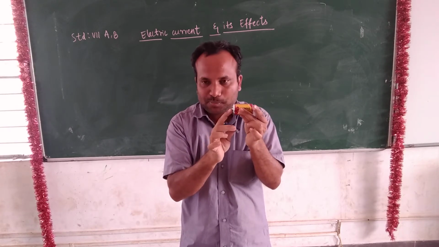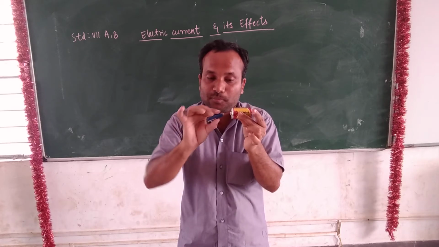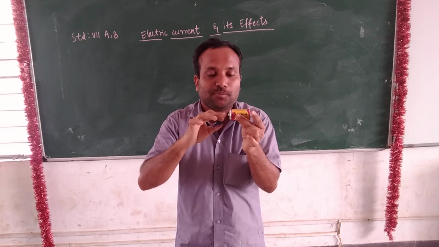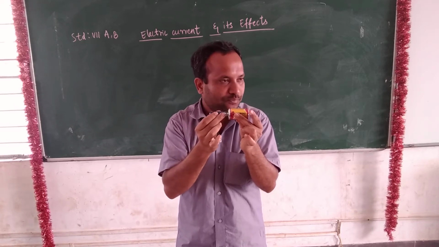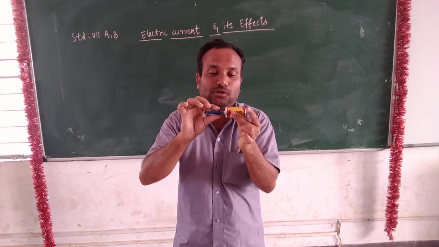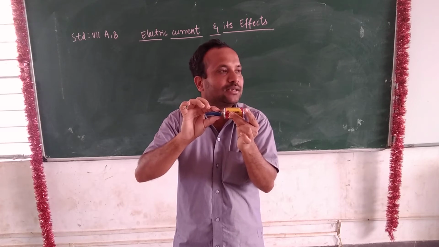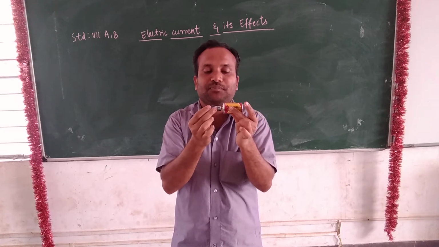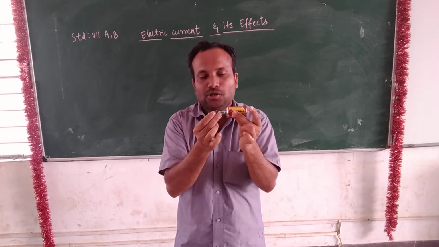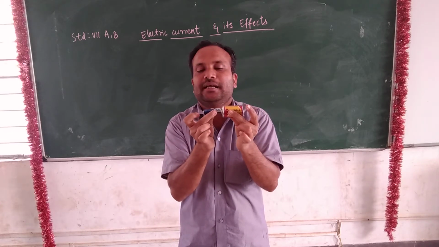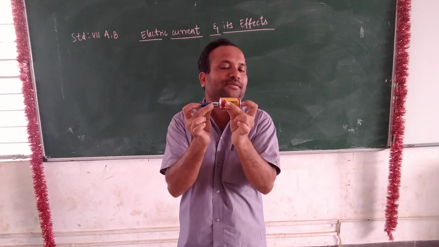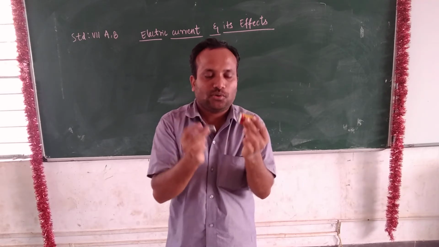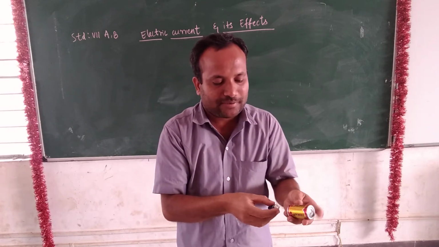So this positive terminal should be connected to one more cell's negative terminal. This positive terminal should not be connected to the positive only. No, current cannot flow. So this positive has to be connected to the negative. If positive is connected to positive only, current does not pass at all. So here we have positive. This flat surface is called the negative. So let me show you, children. Okay.